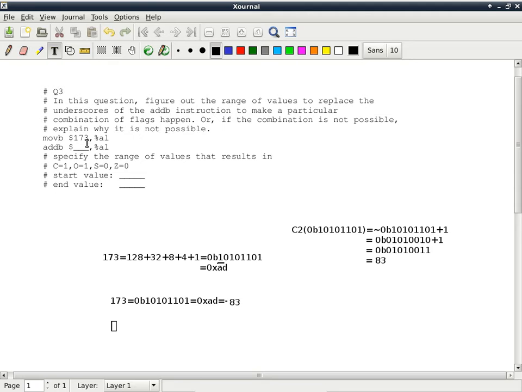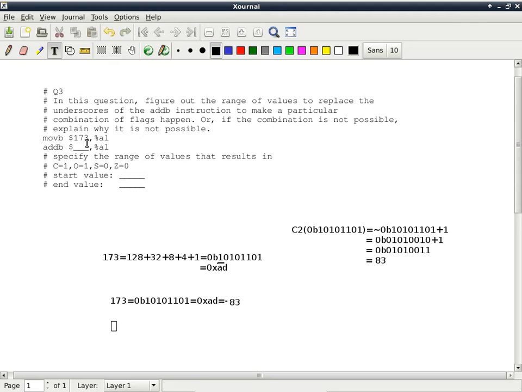Or 255? That looks positive. No. 255 is represented as 1111 1111 in binary, which is the bit pattern that represents negative 1, which is not even close to the end of the range. So at the end of the range is negative 128.